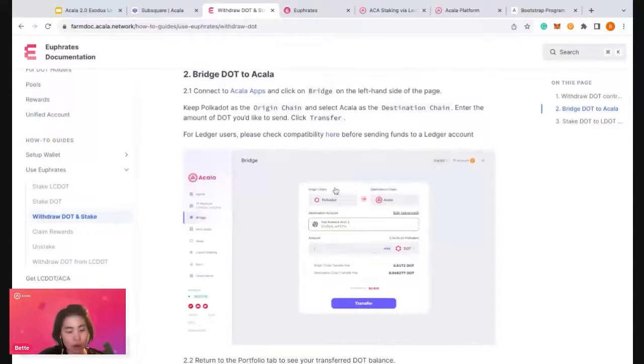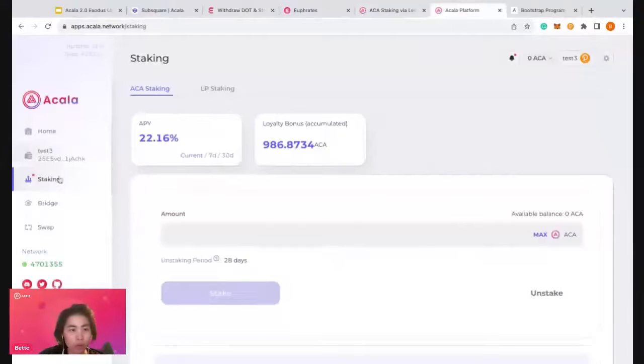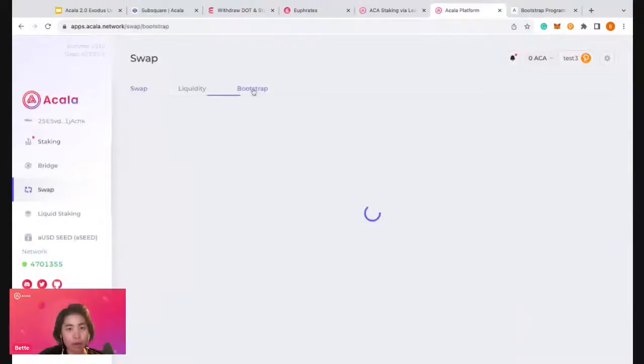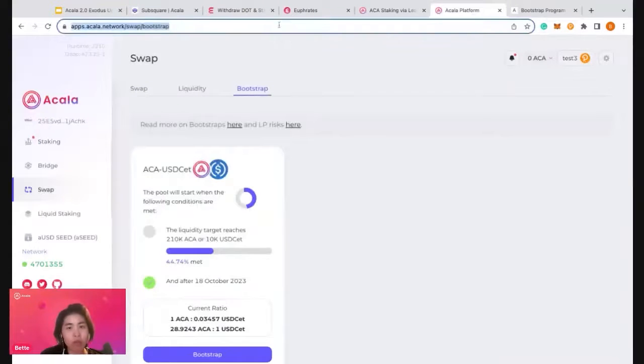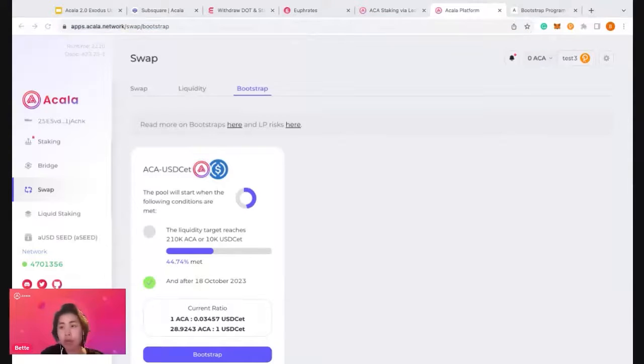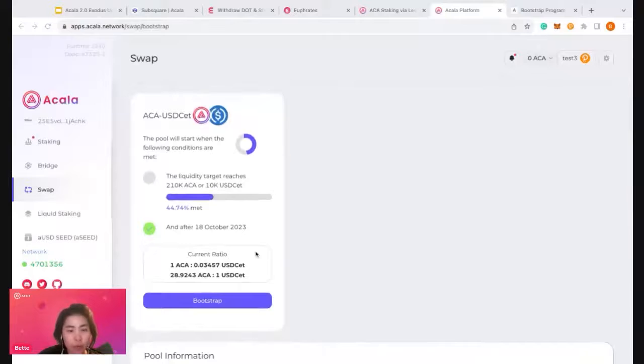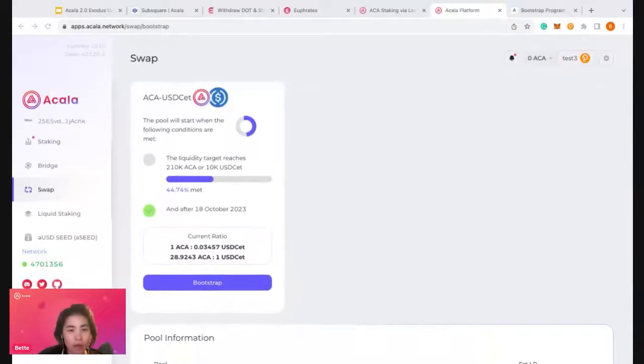The last question is the ACA USDC pool. The pool is basically just on the swap and bootstrap. So we can link that up there. It's currently just opened, and at the moment it's about 50% meeting the target. If it doesn't meet it, it will just continue, waiting for the right liquidity, because it has to open with certain liquidity.